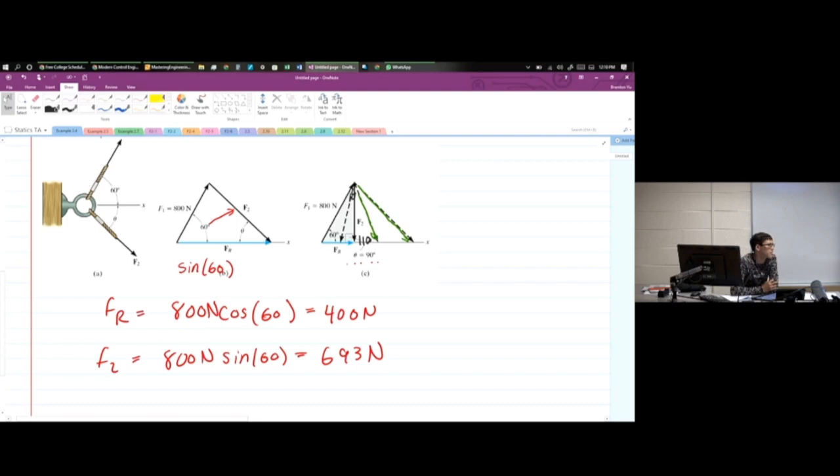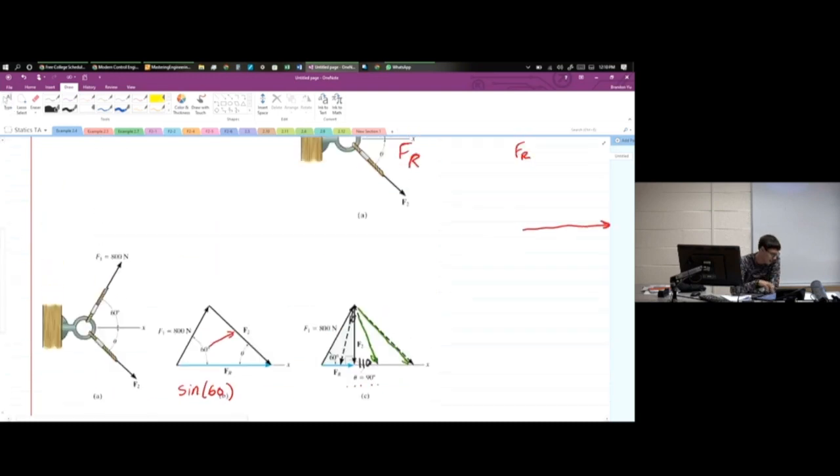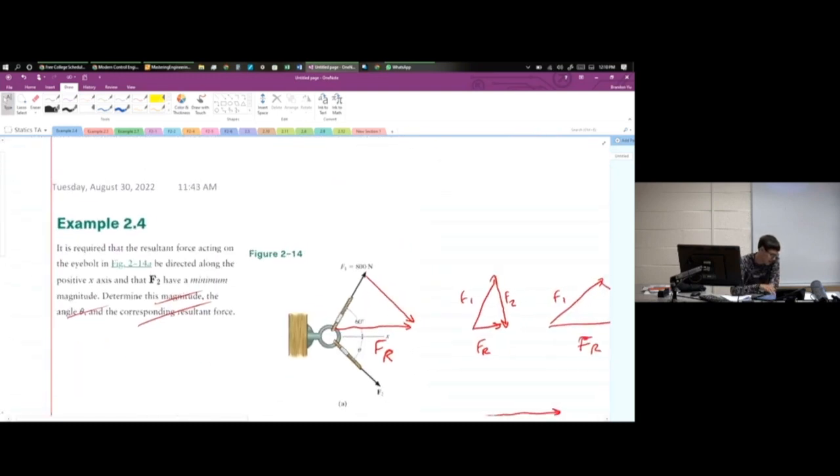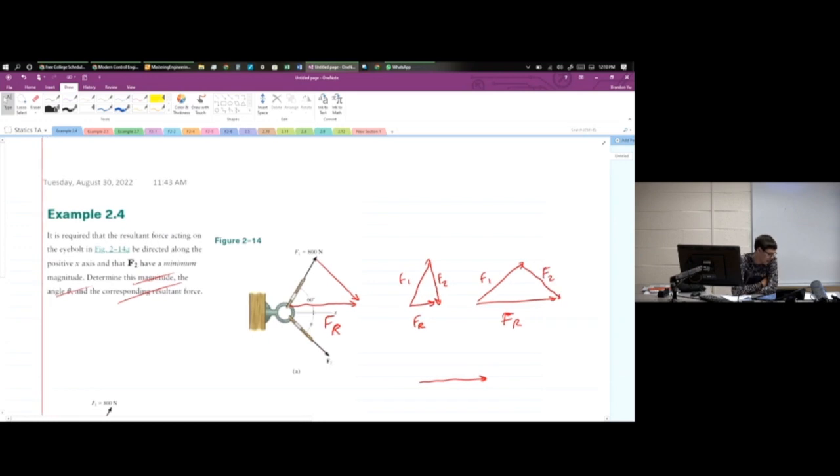Make sense, everyone? No? What are you confused on? What was the question asking? The question asks you to find the F2 if it's directed along a positive x-axis, and it wants the magnitude of that force with the angle. So that angle would be that 90 degrees to make it minimum. So that's the first part of it. So for the minimum, that's why you know to make it 90 degrees? Correct.